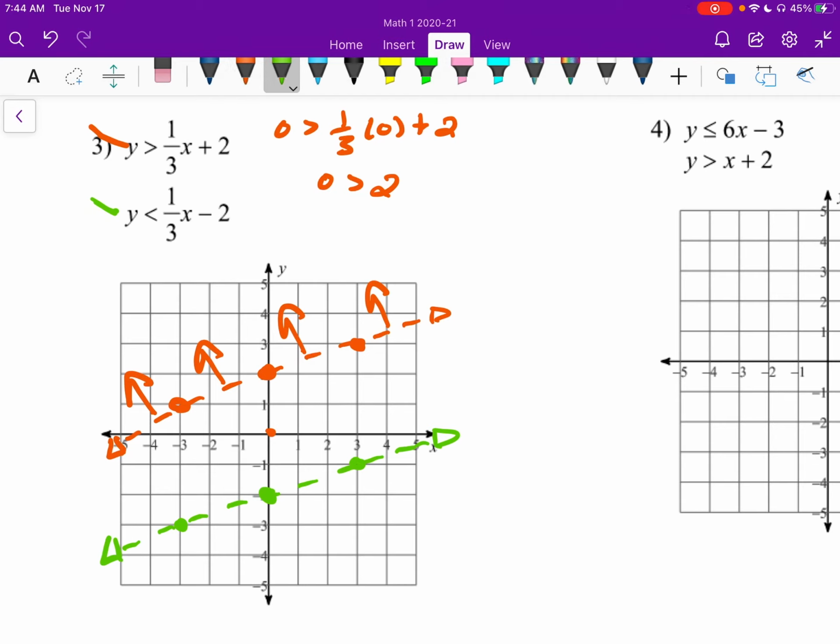The green one, let's plug in 0, 0 there. So I'm going to say 0 is less than 1/3 times 0 minus 2. So 0 is less than -2. Is that a true statement? And the answer there is also no. So we're going to shade this direction.